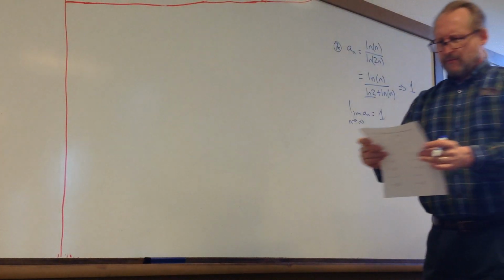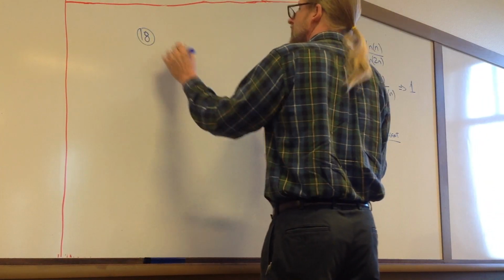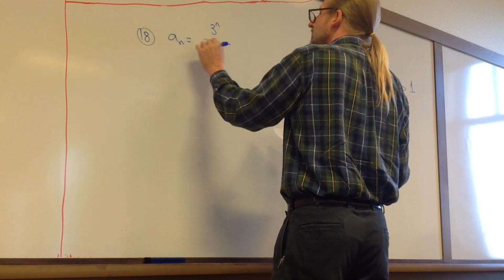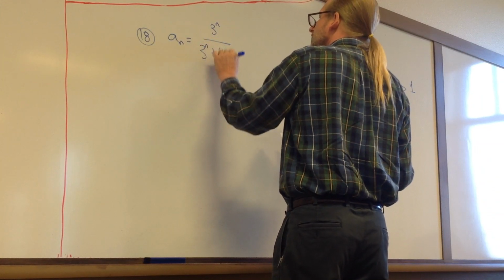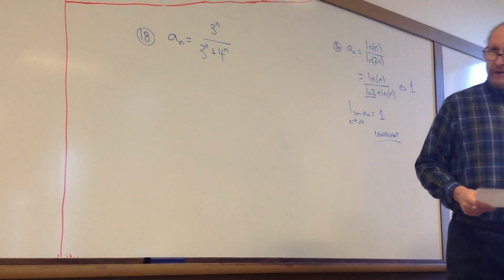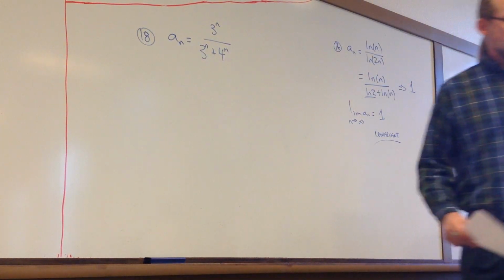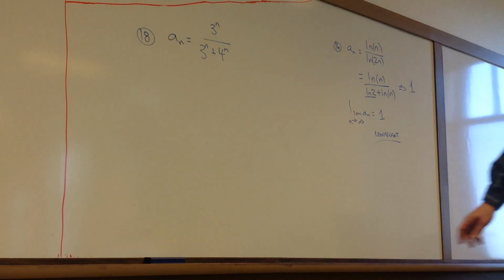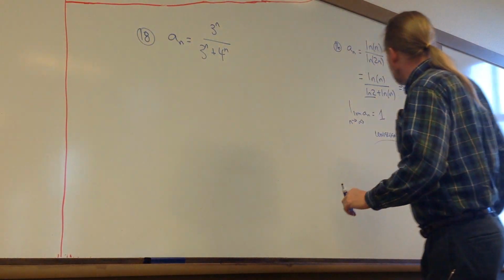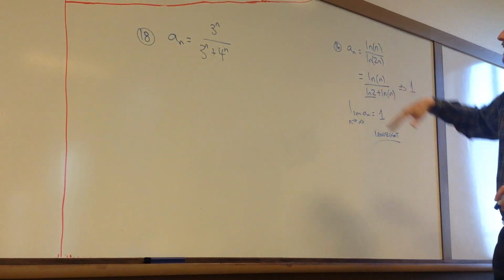Problem 18. Let a sub n be 3 to the n over 3 to the n plus 4 to the n. All right, let's see here. Not sure there's a whole lot that we can do to play around with this. It, again, has some similarities to this scenario over here, okay?